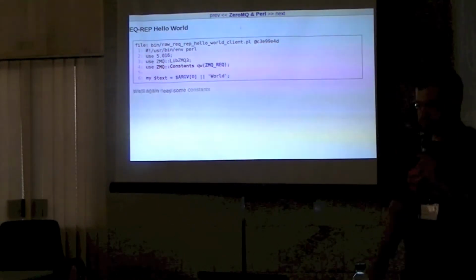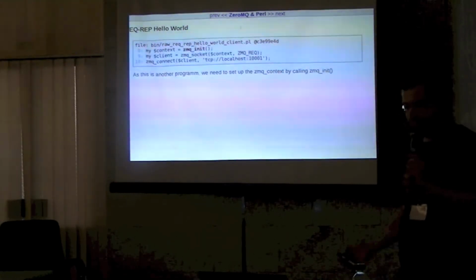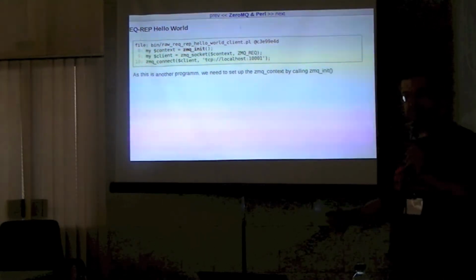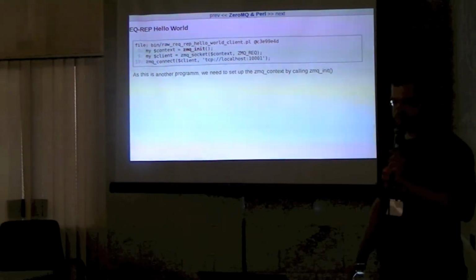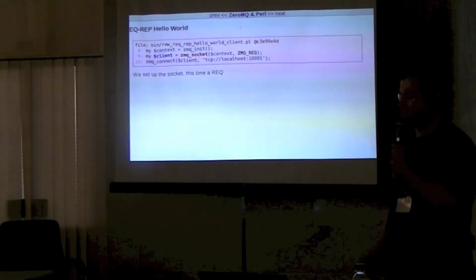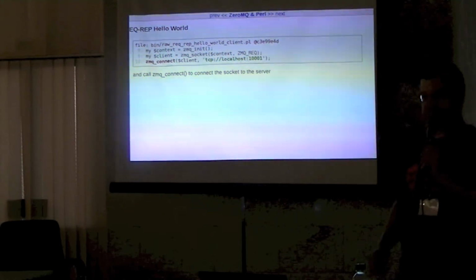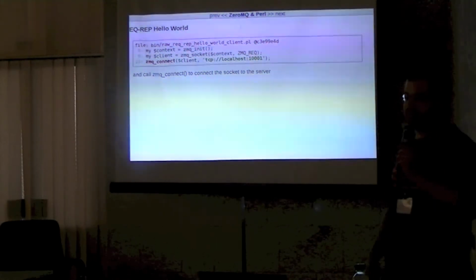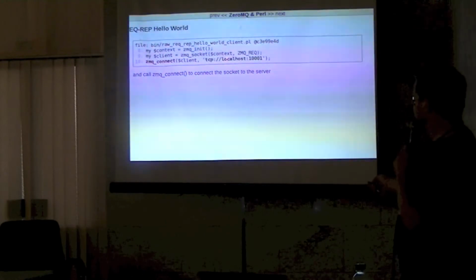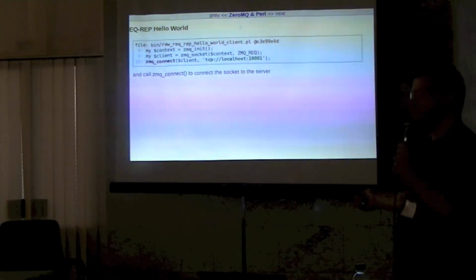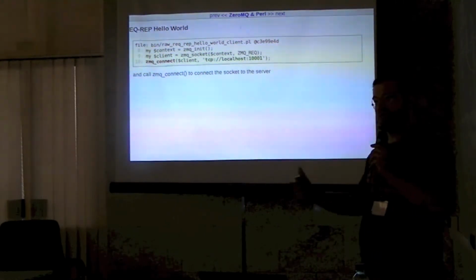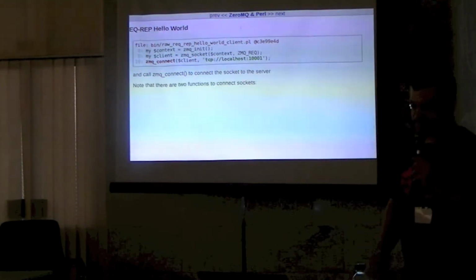Again, you have to use the constants. You get the text, the payload. This is another program, so we get another context. We set up the socket. This time it's a ZeroMQ request socket. We connect. We don't bind, and the client has to connect to the same port. One of the problems is you have to know on what server and what port which service is running.